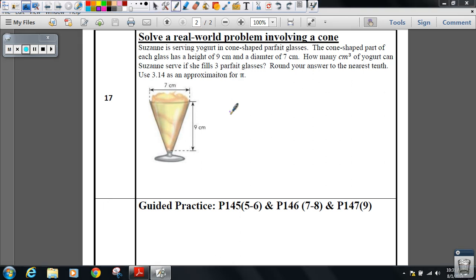So I'm going to find the volume of one of them, which would be 1/3 times the area of the base times the height. Again, base is pi radius squared because it's a circle. So I'm going to do 1/3 times 3.14 times my radius. Well, the diameter is given as 7. Divide that by 2 or find half of it, and that's 3.5 squared times your height of 9. Well, I know that I want to find 3 of them. So I'm going to take this times 3 because I'm going to have 3 glasses.